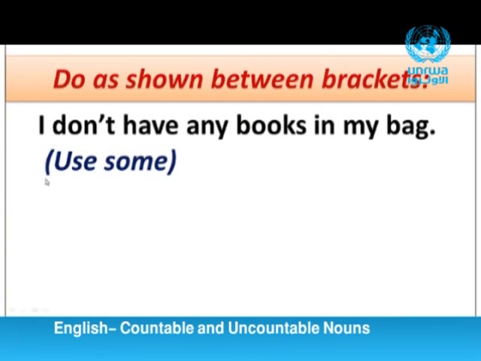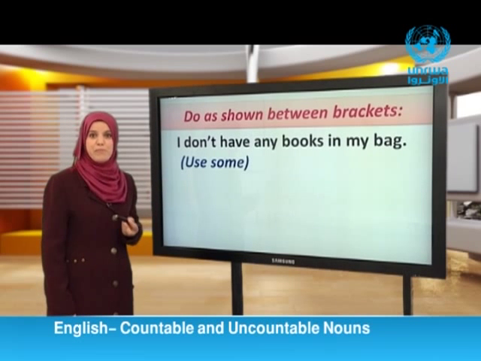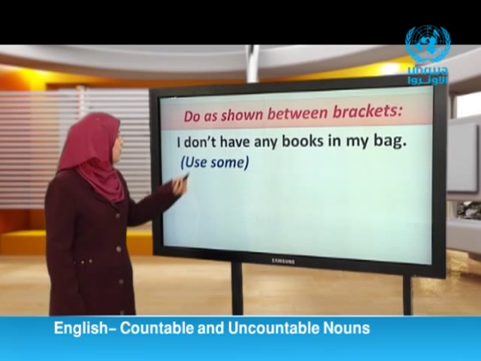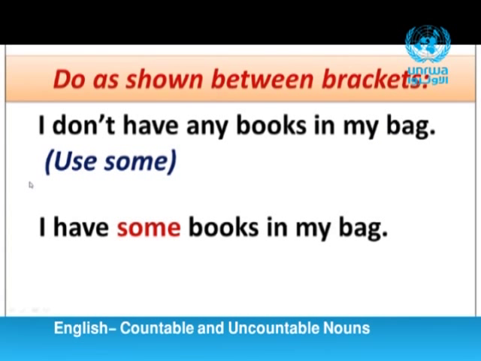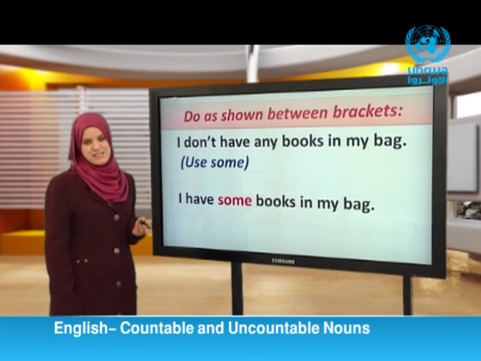Now let's move to another activity. Do as shown between brackets. I don't have any books in my bag. Use some. Remember, we use some with affirmative sentences, and this is a negative sentence. So, I have some books in my bag. We can't use some with negative sentences.